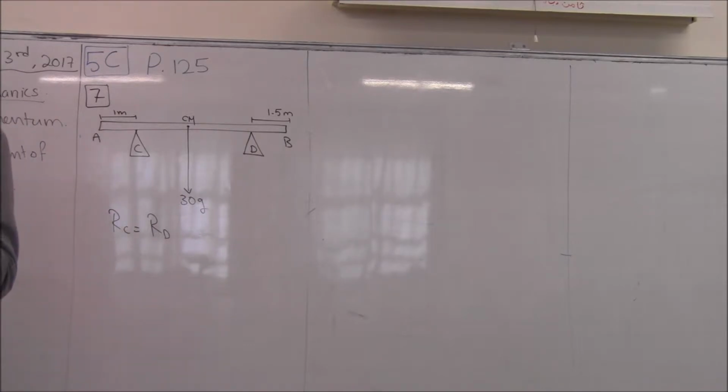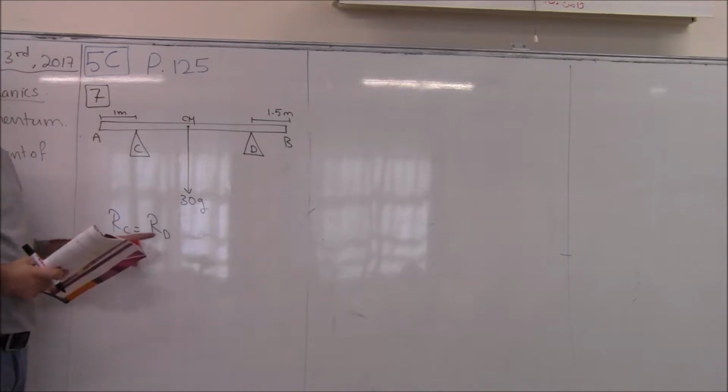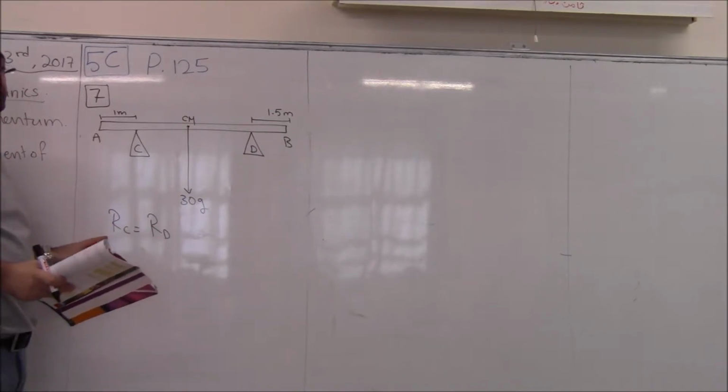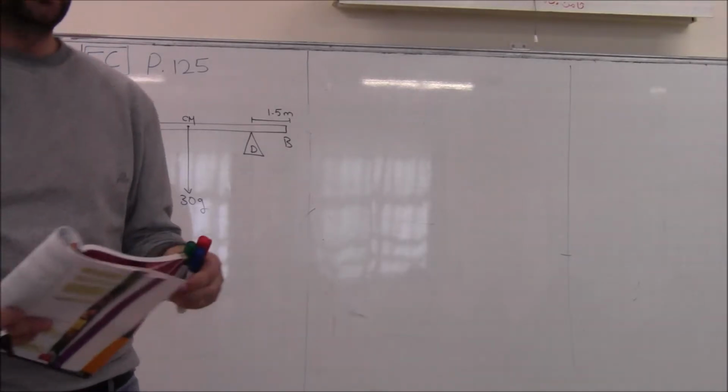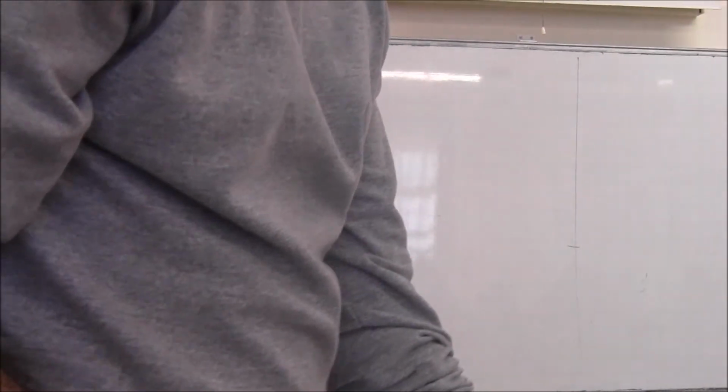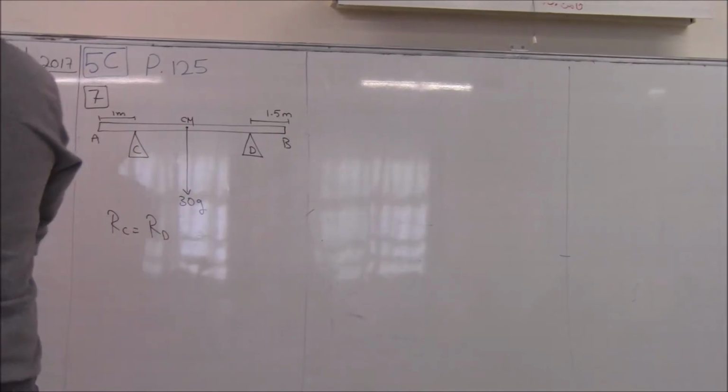And a particle is attached to a point E. But I don't know where E is. Pay attention here. When this particle is placed on the plank, both reactions are equal. Both reactions are equal. This is from the question. Find the distance AE. Find the distance what? AE.